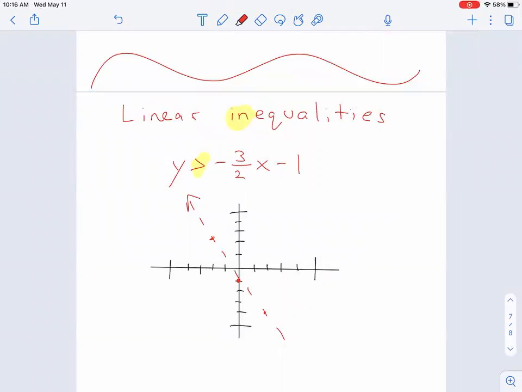All right, now I want to shade. I'm either going to shade the values above the line or the values below the line. And you can do this a couple of ways. I think one of the easiest ways is to pick a value either above or below the line and see if it makes the inequality true. If it does, you shade that side. If it doesn't, you shade the other side.